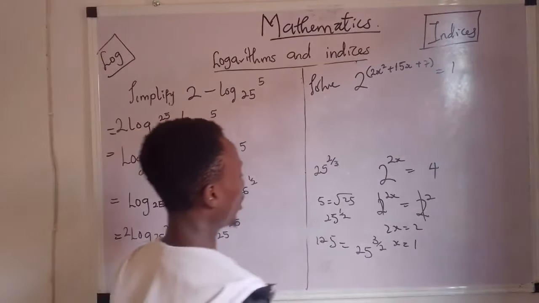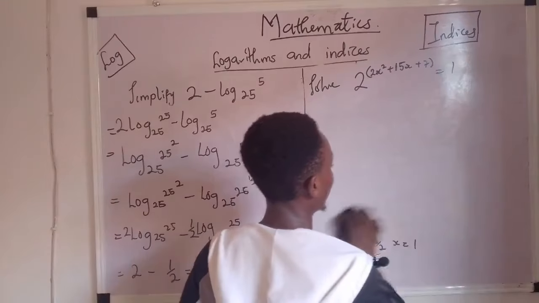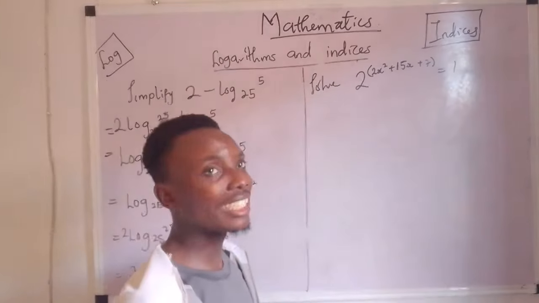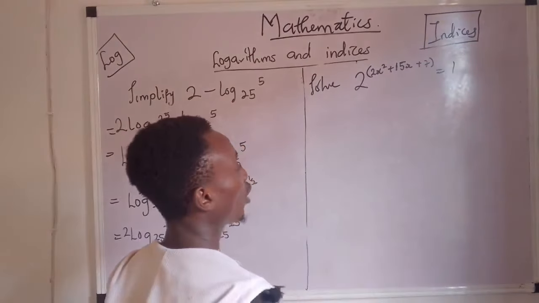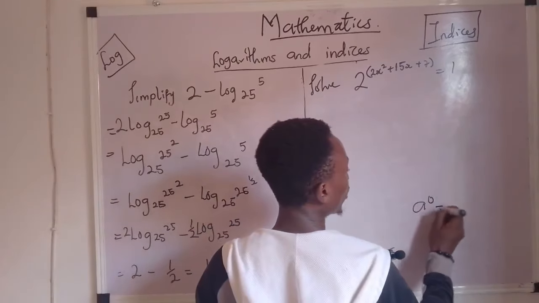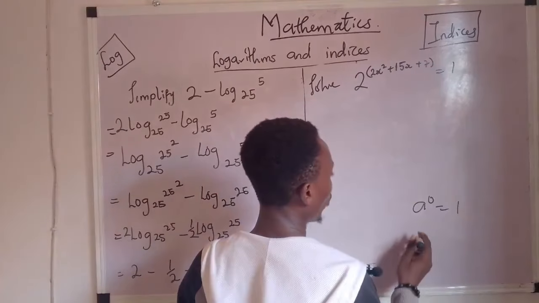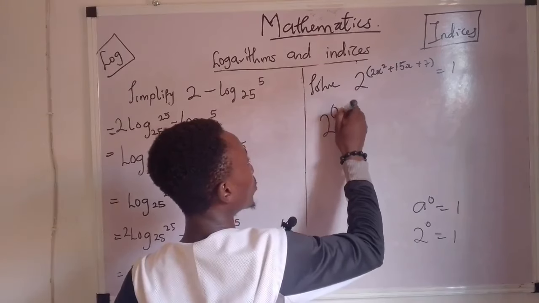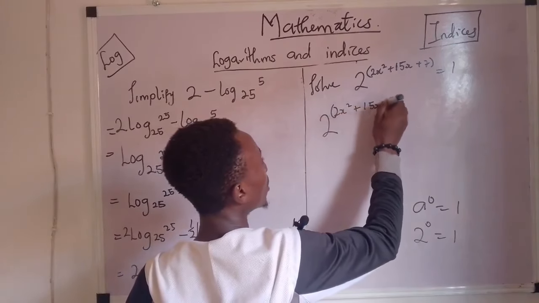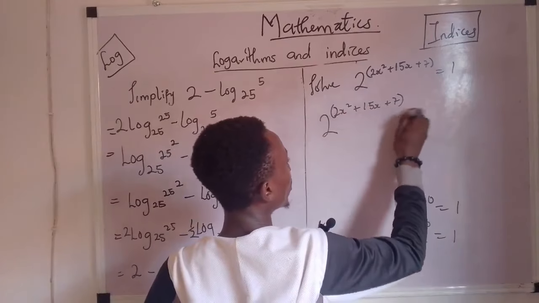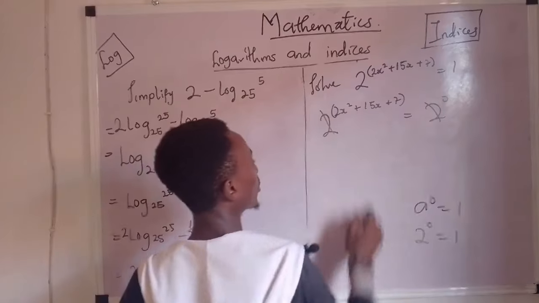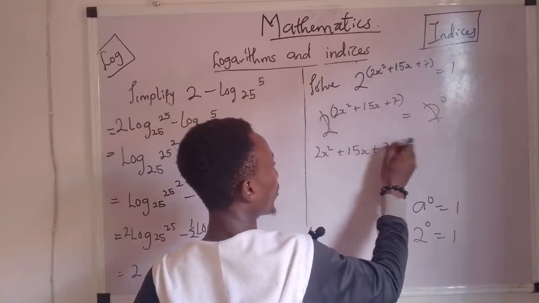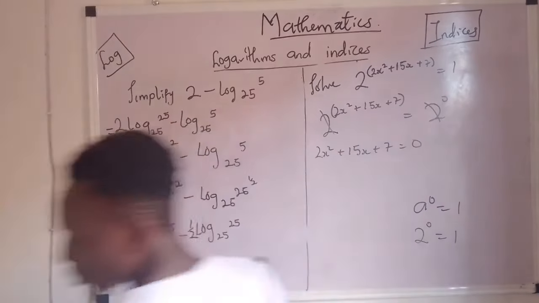And moving towards indices, here, how do you find a common ground? Take note: a raised to power 0 is equal to 1. We can always change this 1 to 2 raised to power 0, which is equal to 1. So you have 2 raised to power 2x squared plus 15x plus 7 is equal to 2 raised to power 0. This cancels this one out. You have 2x squared plus 15x plus 7 is equal to 0.